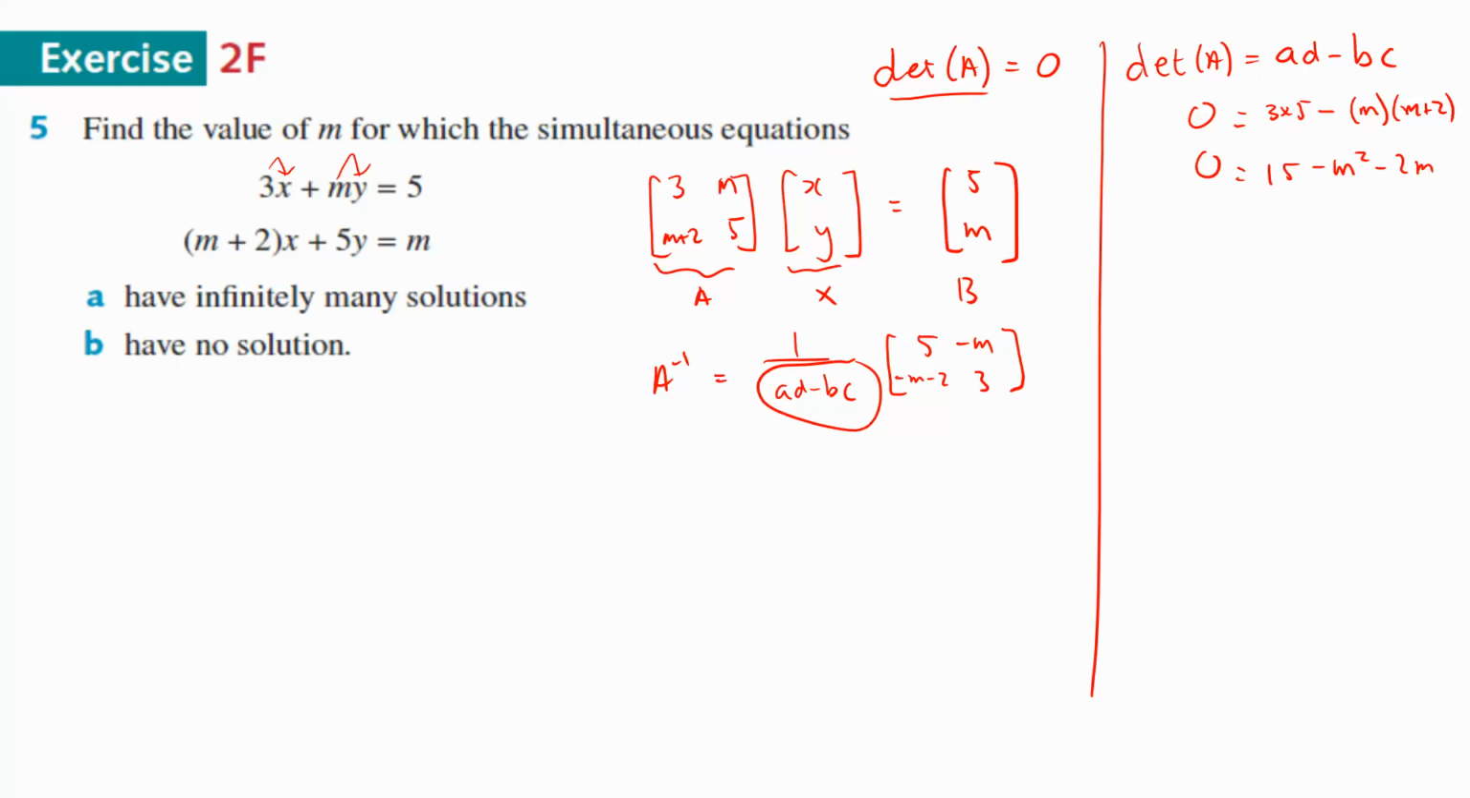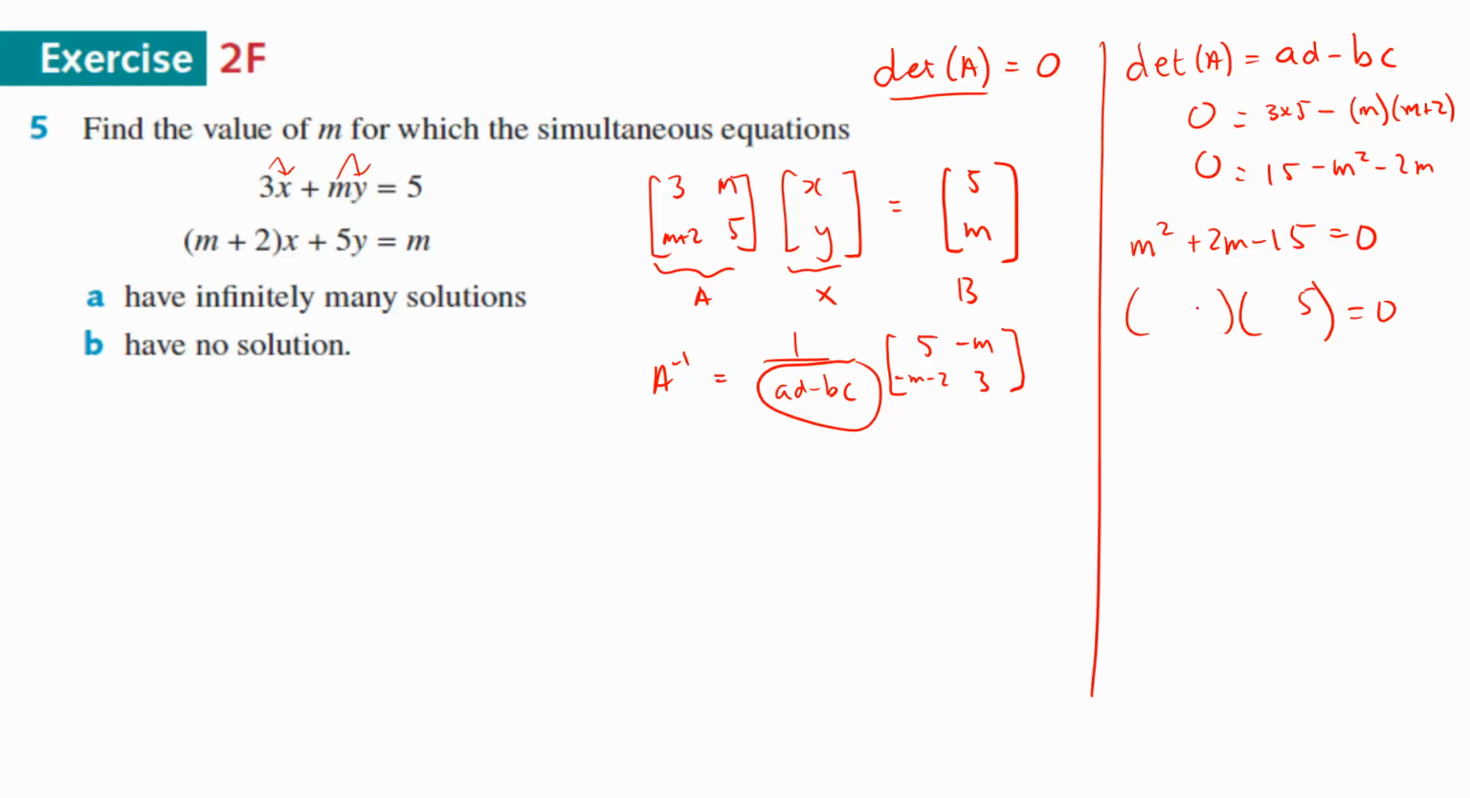I don't like negative m squares. I normally like positive m's. So I'm going to move everything across to the left-hand side. So I've got m squared plus 2m minus 15 equals 0. And that's something I like better. Okay? Nice thing is I can factorize this because it's a quadratic.